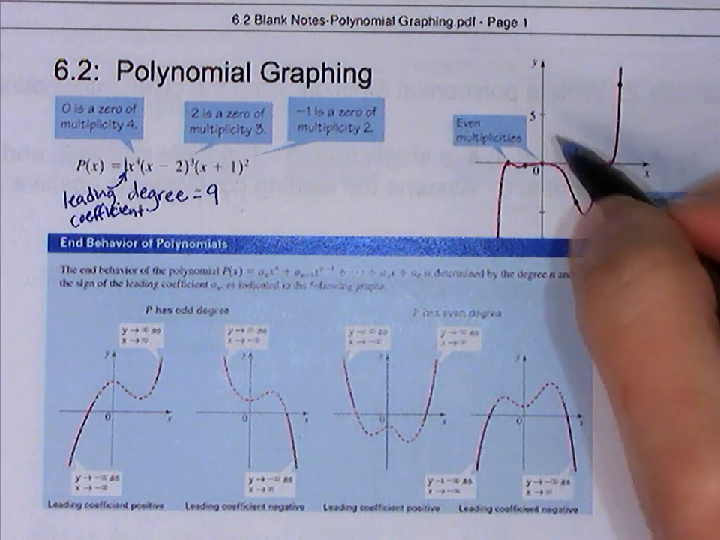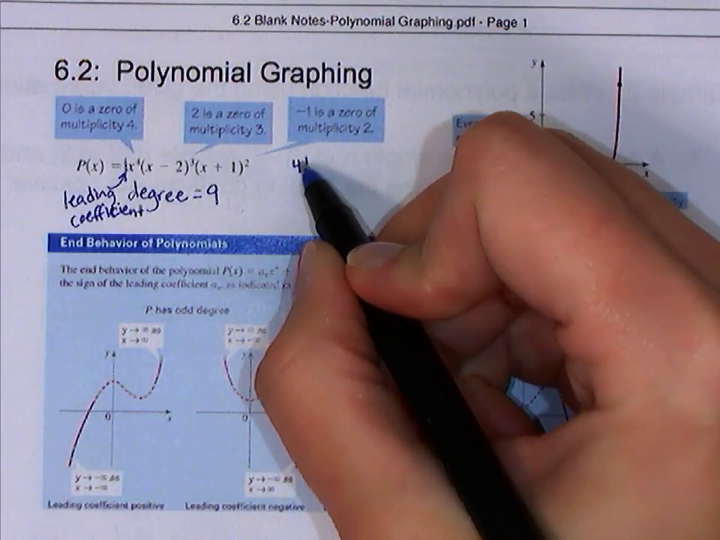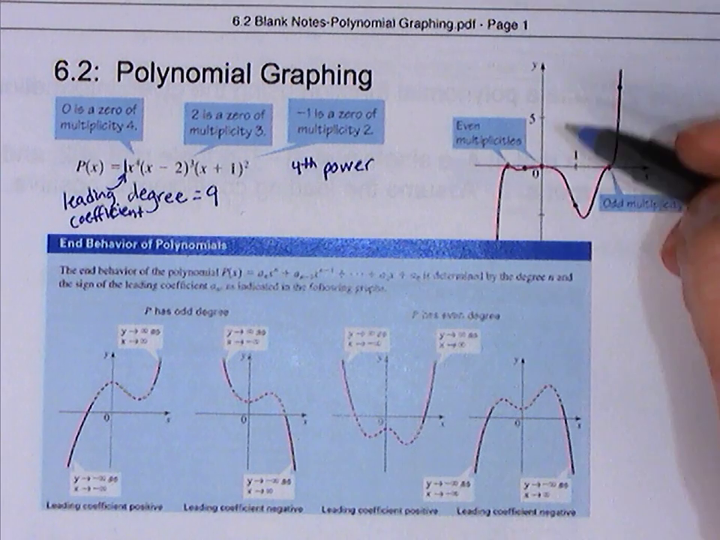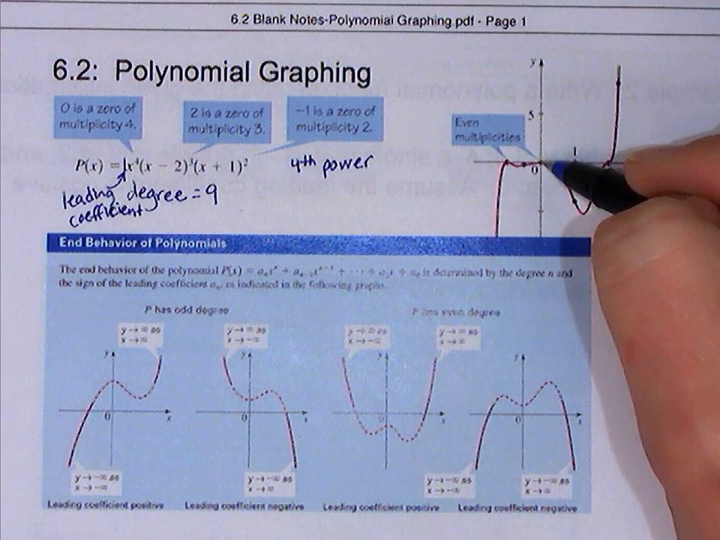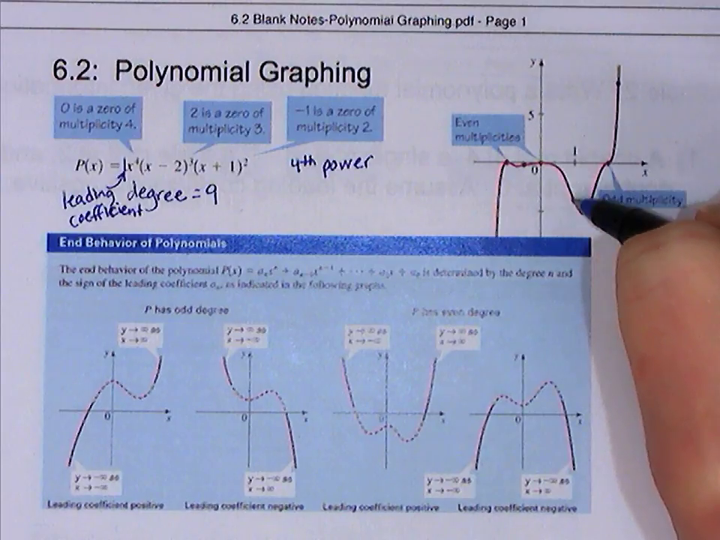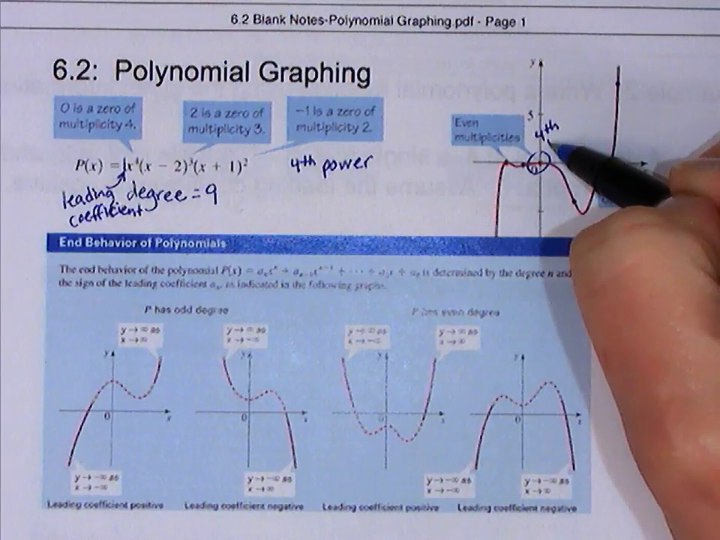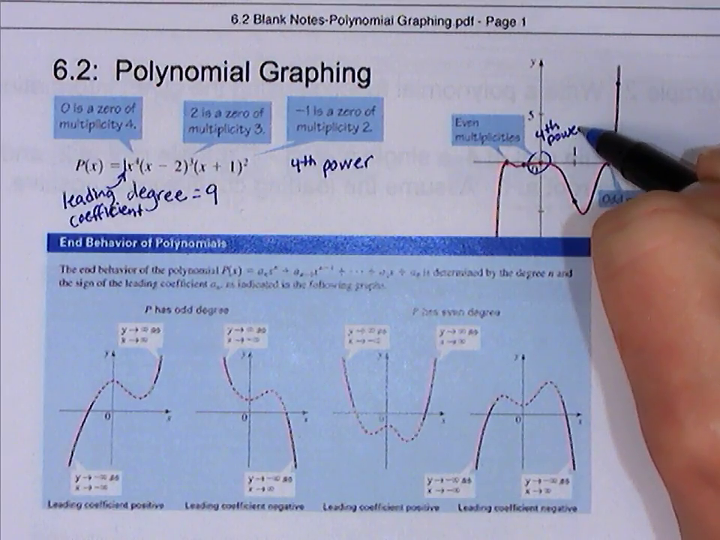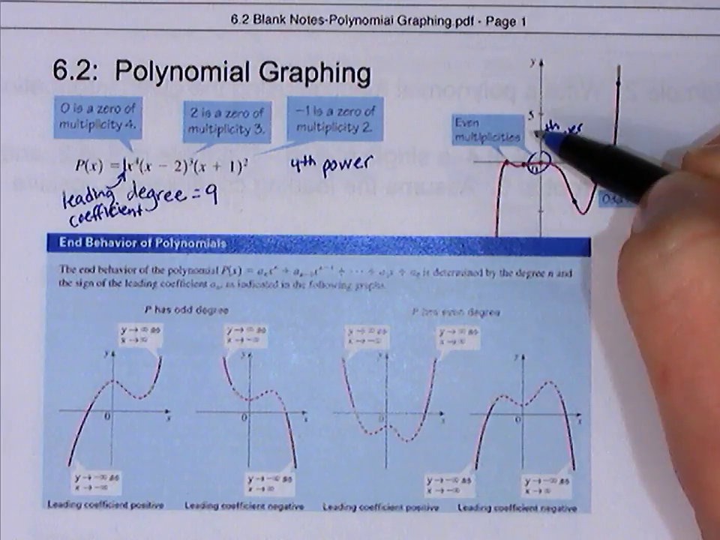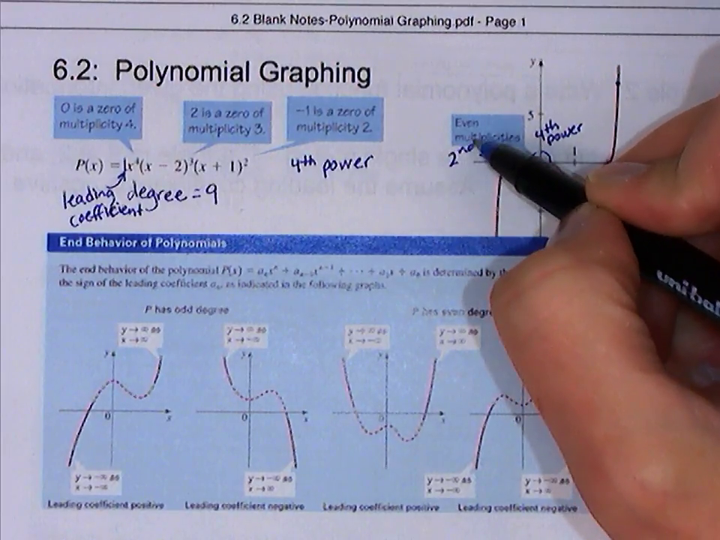And then the other thing is with your powers, if it's a fourth power, which you won't have a lot of, on the graph, that is this very, very flat piece where it comes up and touches the x-axis and then it goes right back down. So this is a fourth power. A square does the same thing, but it has more curve on it. So this would be a second power.